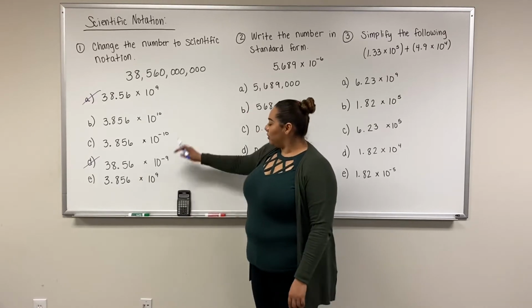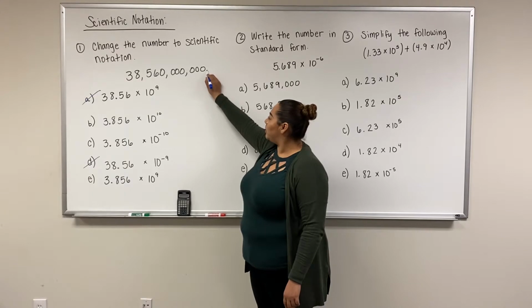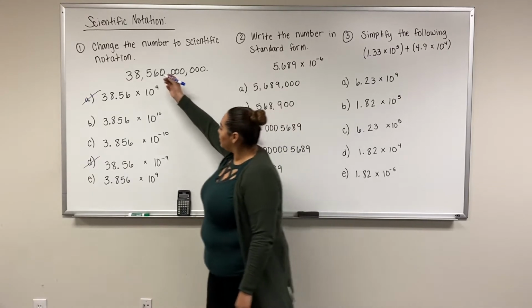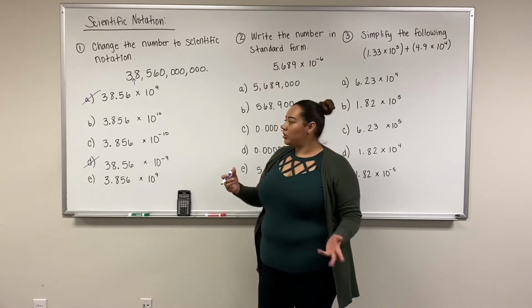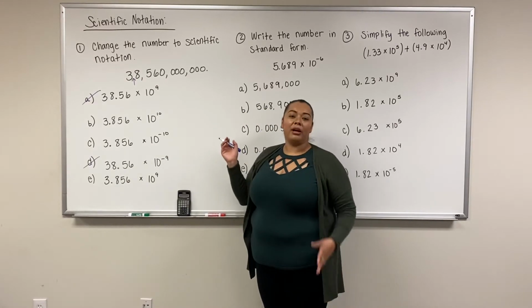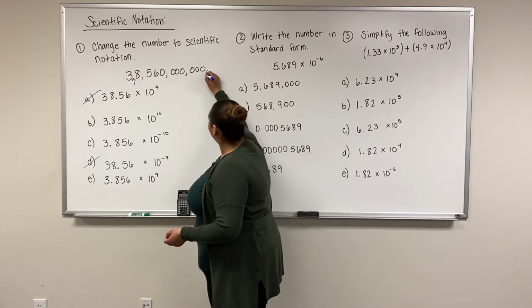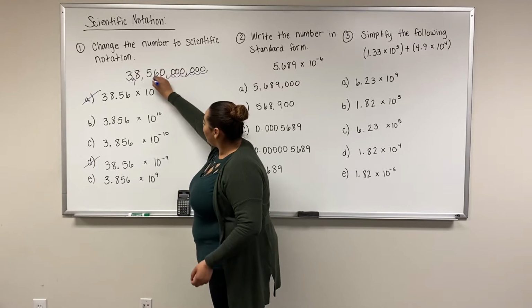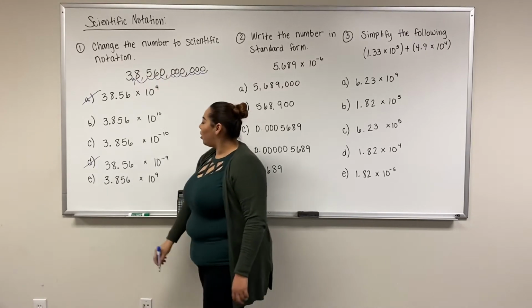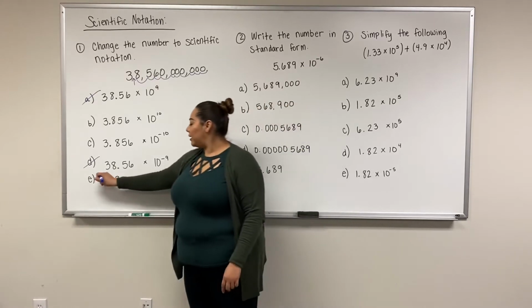For this one, since originally the decimal is all the way to the right, we want to move the decimal right here between the 3 and the 8. In order for us to change it to scientific notation, just count how many decimal places you're moving. So we're going to start off right here. We're just going to count 1, 2, 3, 4, 5, 6, 7, 8, 9, 10. So our exponent has to be 10. Therefore, this one that has a 9 is out.